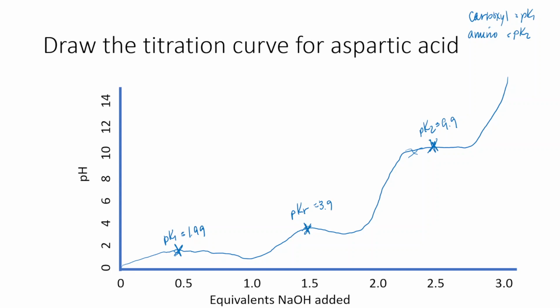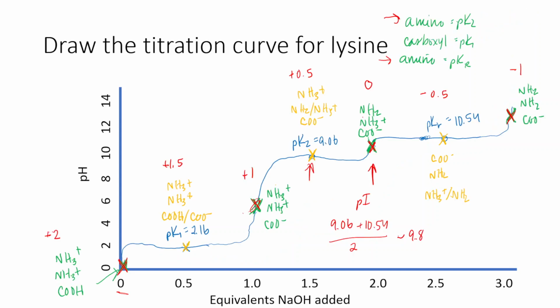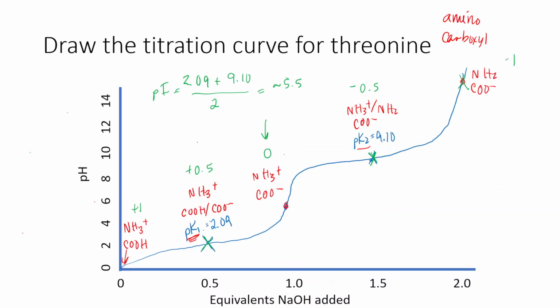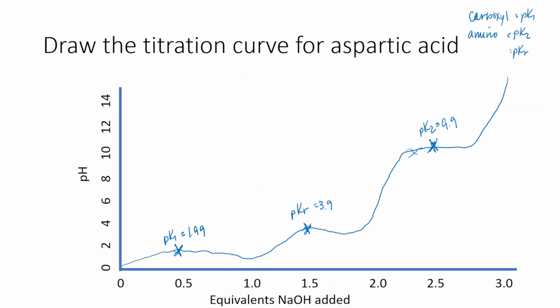So what is our pKr? Let's look at our picture of aspartic acid. As you might guess from the name, it's a carboxyl group again. It's carboxylic acid. So now we know our side chain is another carboxyl group.